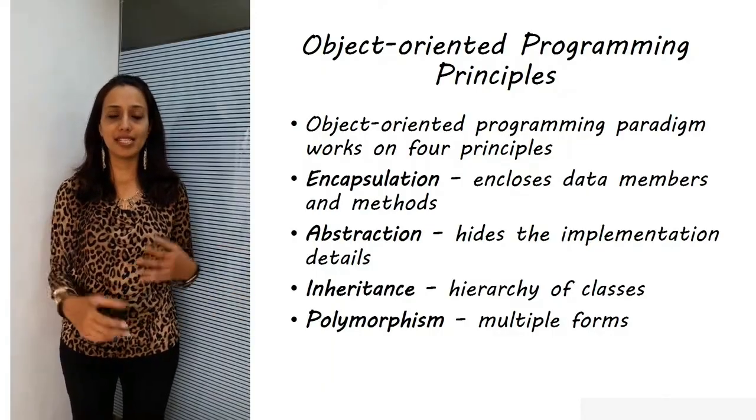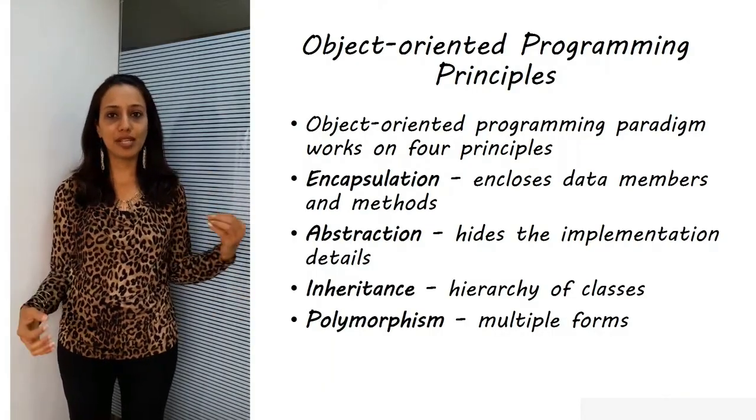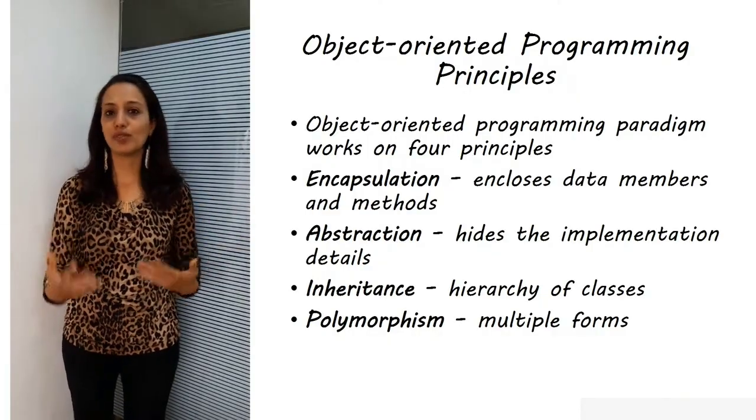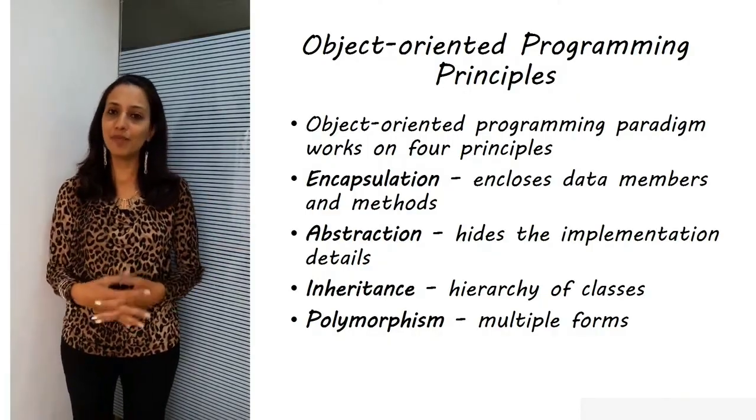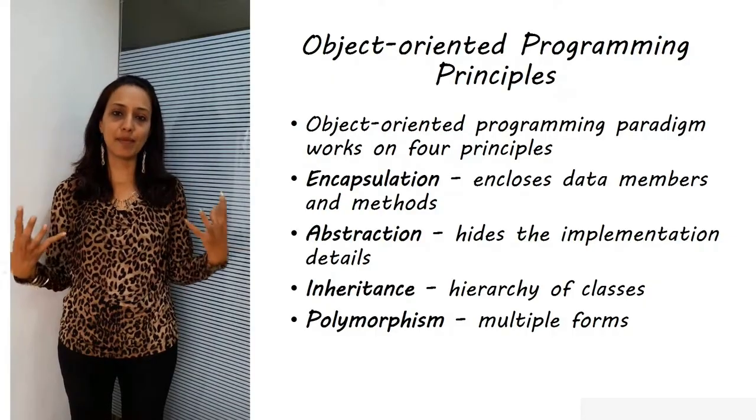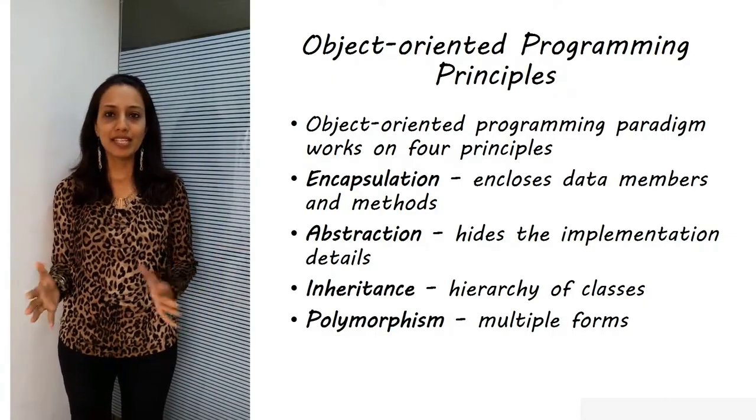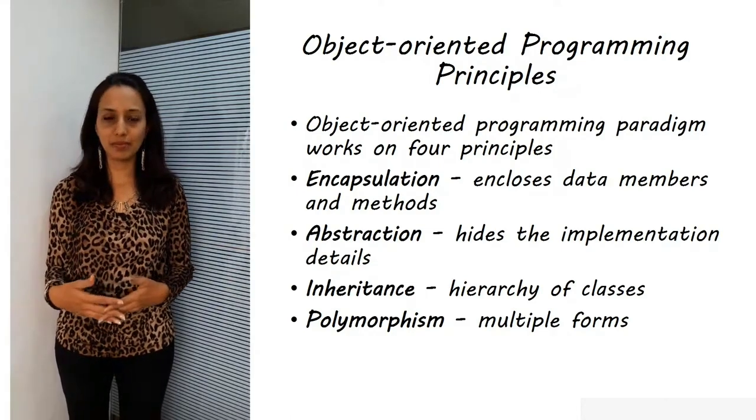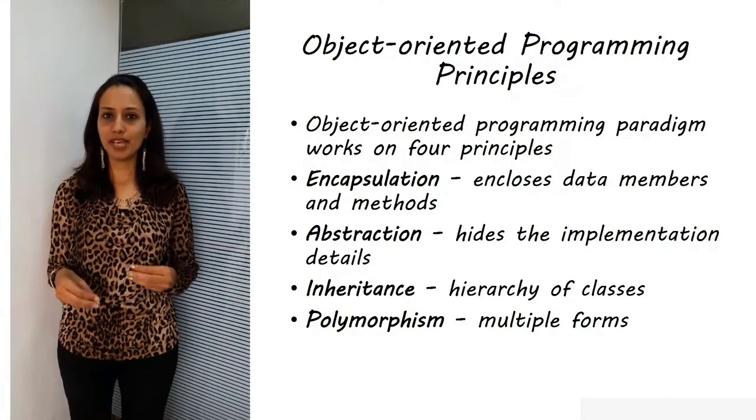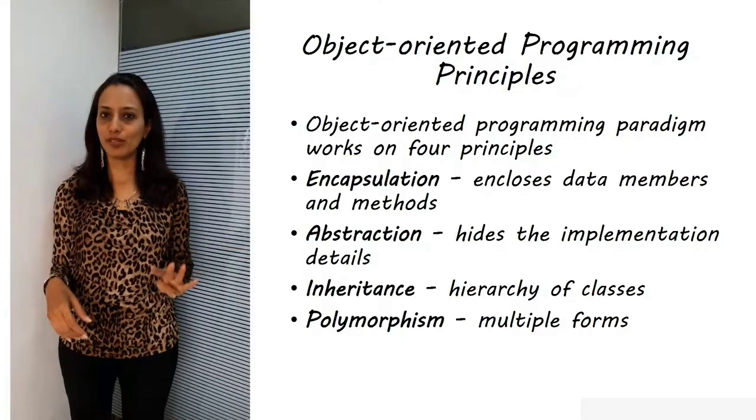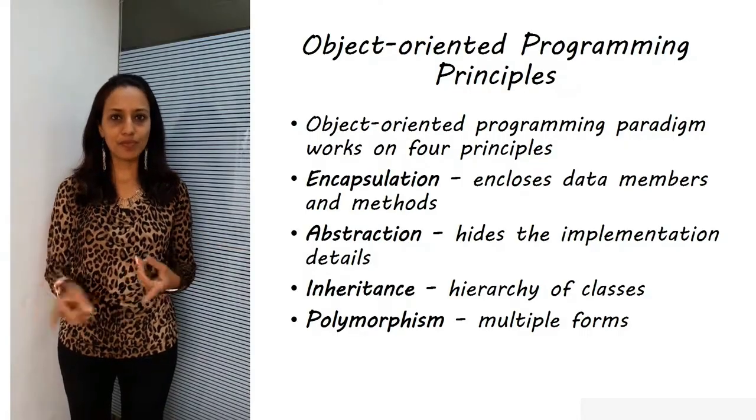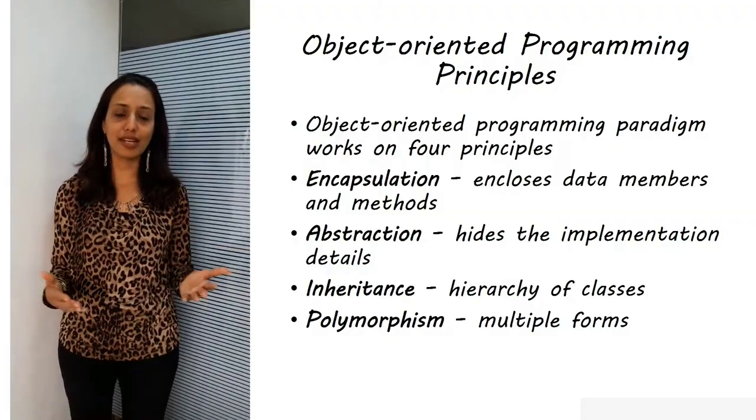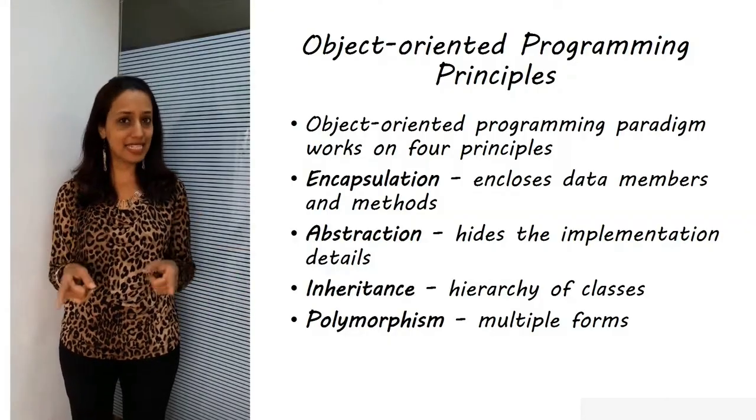Number 3 is inheritance. It's a very commonly used term that you inherit something from your ancestors, and it allows you to create a hierarchy of classes. And polymorphism is something that will have multiple forms. This is just an introduction. We are going to see in depth what each of these principles means. But for now, remember that there are 4 principles of object-oriented programming: encapsulation, abstraction, inheritance, and polymorphism. So let's go and understand what encapsulation is in detail.